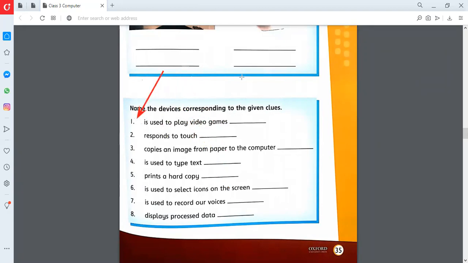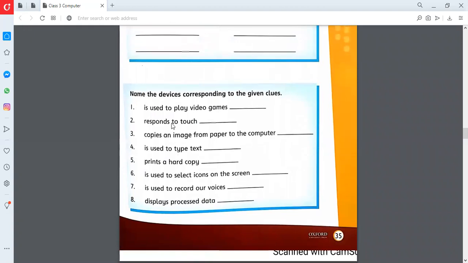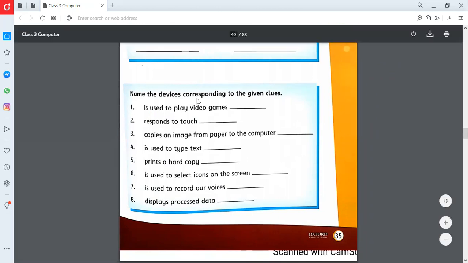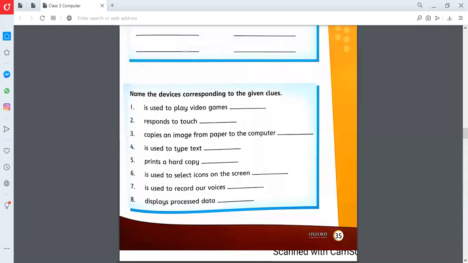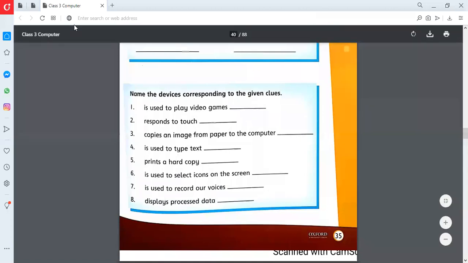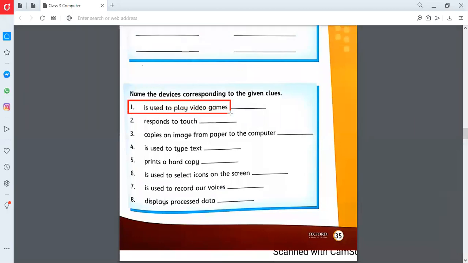So moving towards the first one. Okay, so the first clue is, this device is used to play a video game. We saw a device in the previous classes that is used for playing an aeroplane game or racing game. Can anybody tell me the name of that thing?